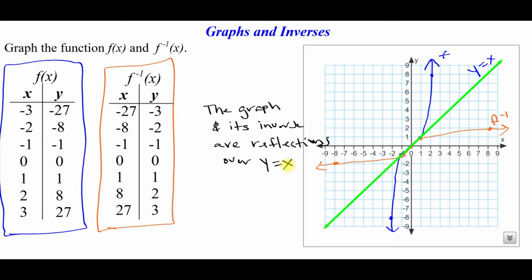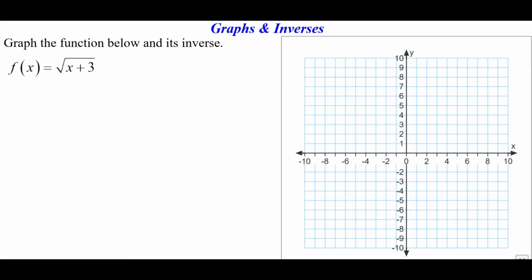So another example here that we're going to look at: we're going to graph this function and its inverse below. This is one of our basic functions, square root of x, with a shift of plus 3 under my square root, which means I'm shifting 3 units to the left. So just giving us some points to plot here with my t-chart. The first thing I want to think about here is that my domain is going to be negative 3 to infinity, because remember, x plus 3 has to be greater than or equal to 0.